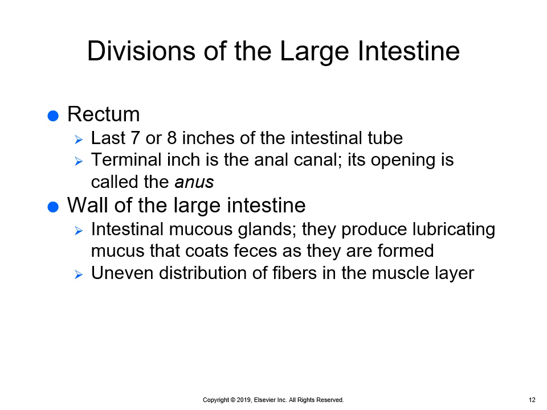So in terms of the wall of our large intestine, it does contain intestinal mucus glands, and those mucus glands are responsible for secreting mucus. All right, and we do need mucus in order to help lubricate that feces so that it can pass through in more of a smooth fashion. It's also going to prevent things like irritation when we are trying to defecate or eliminate that waste.